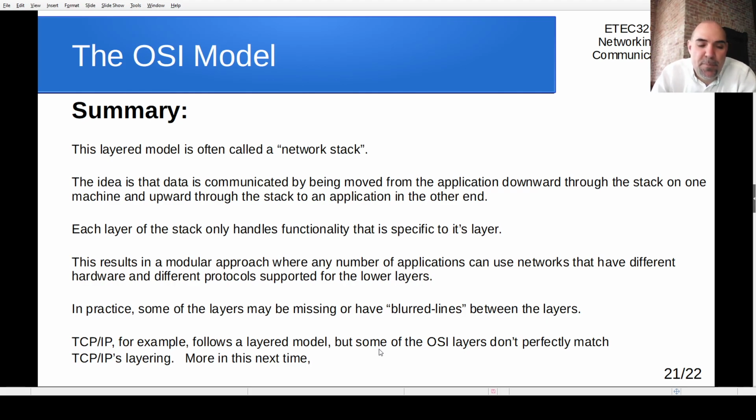The whole purpose of that is to have a modular approach where any number of applications can use networks that have different hardware and different protocols supported for the lower layers. In other words, when I want to look at a web page, I don't care if I'm getting it over Wi-Fi or through some sort of wired connection. All I care about is that I want to look at that web page. By having it be layered rather than all mixed together in some proprietary format, it gives us the ability to say, take this IP packet and route it over Wi-Fi right now, and then once it gets to Wi-Fi, convert it to a wire so it can go across the cable modem.